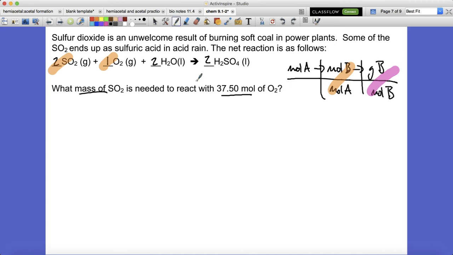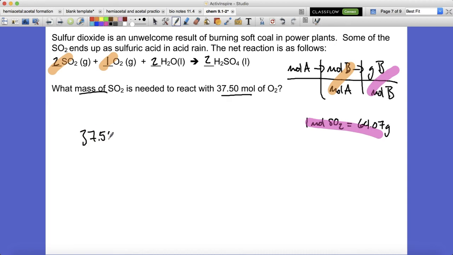Since B is sulfur dioxide, I have to add up those 2 pieces on the periodic table, and it turns out that 1 mole of sulfur dioxide has a mass of 64.07 grams. That's a 32.07 for sulfur and 2 16s combined for oxygen. So again, I know what I need. Now I just got to work with it. Now I just got to set up my problem and actually get the answer I'm supposed to get.